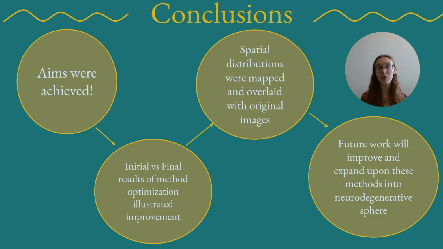Future work will improve and expand upon these methods into the neurodegenerative sphere. Next summer, we plan to apply this method to real brain samples with neurodegeneration, specifically Parkinson's disease, to analyze the spatial mapping of the lipids and their impact on neurodegenerative diseases.